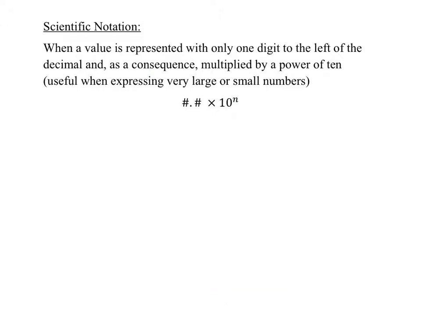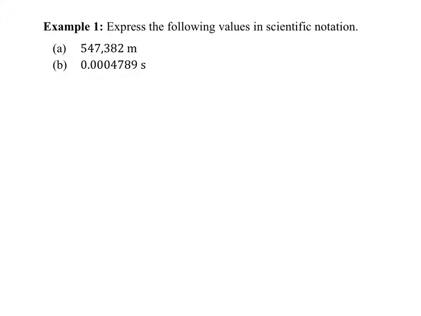How about scientific notation? Scientific notation is exactly this. All we want is one digit to the left of the decimal spot. That's what scientific notation is. That's all it is. Nothing more than that. Just putting one digit to the left of the decimal. So let's take a look at some examples of all the stuff we've been going through.